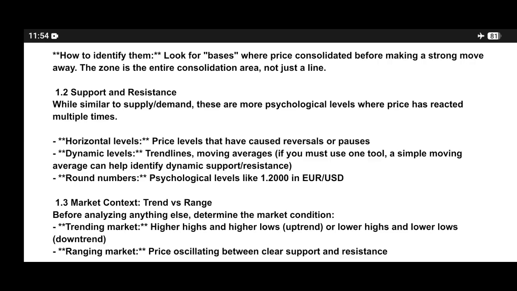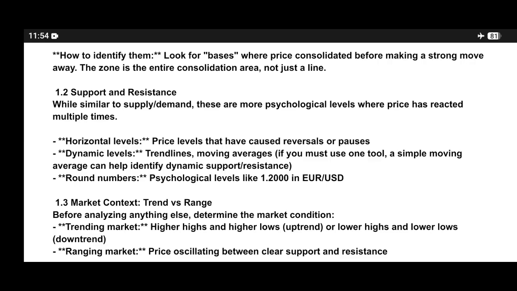So now, what are horizontal levels? Horizontal levels are price levels that have caused reversals or pauses. Then dynamic levels. Dynamic levels are trend lines and moving averages.